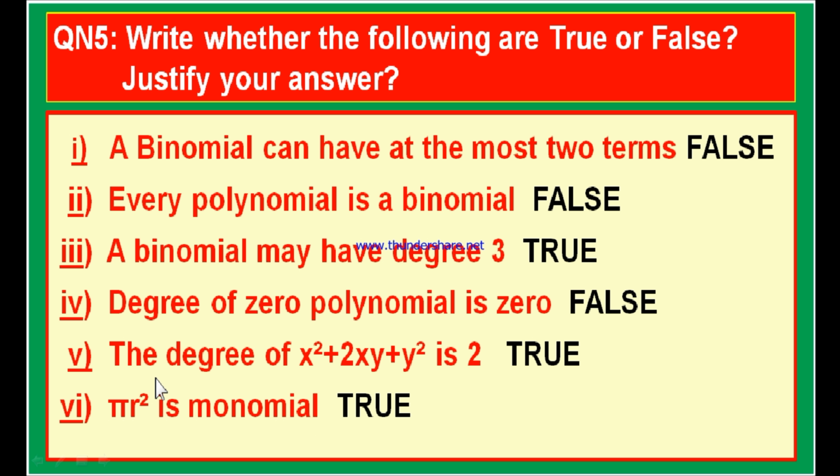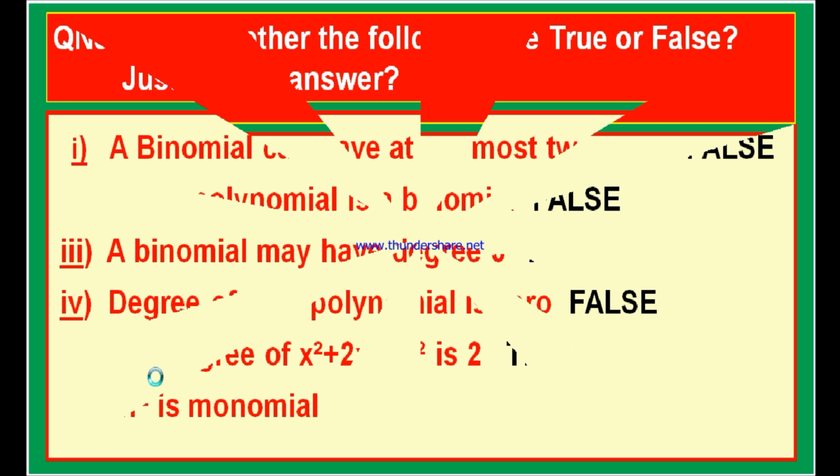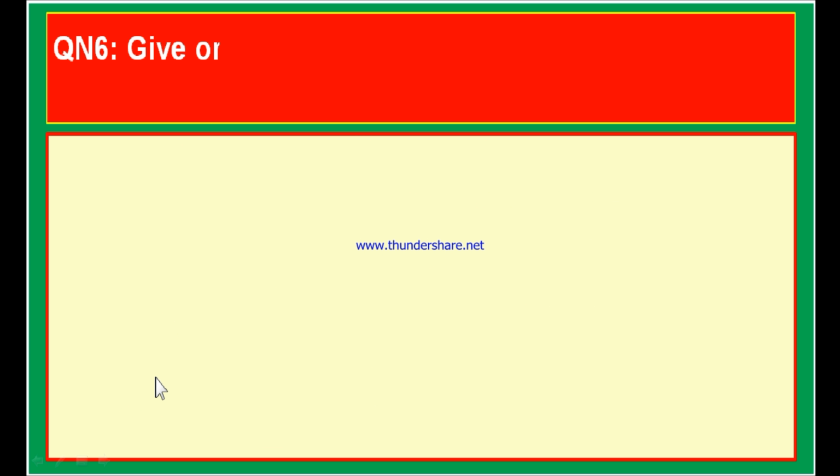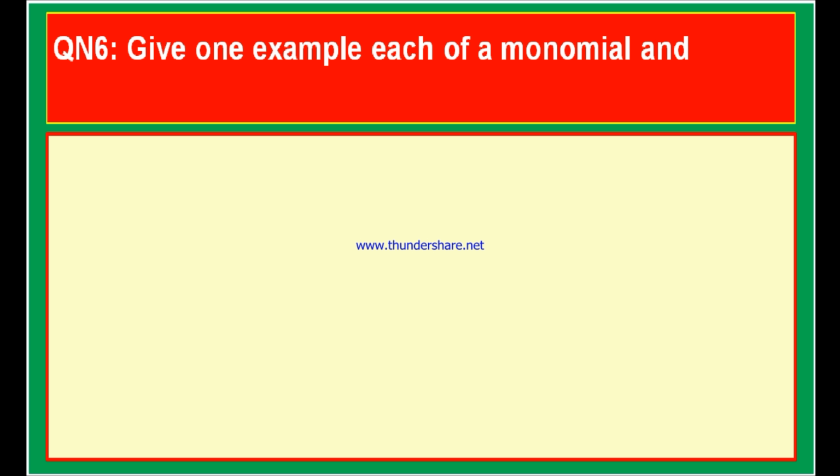Dear children, is it clear now? Very good. Now let us switch over to question number 6. Here is question number 6. Give one example each of a monomial and a trinomial of degree 10. I shall repeat. Give one example each of a monomial and a trinomial of degree 10. Here, in this question, we have to give an example for a monomial of degree 10, and similarly, an example for a trinomial of 10th degree.